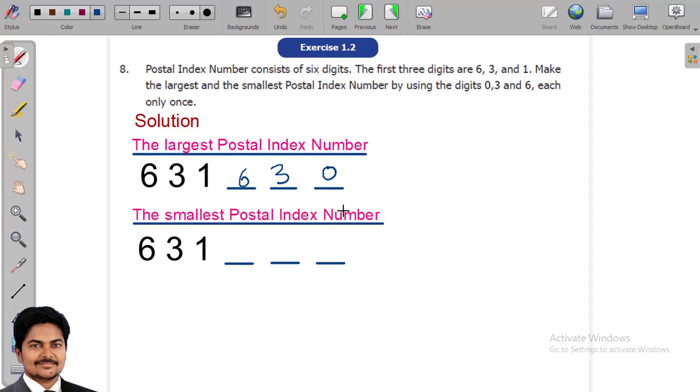Likewise, to find the smallest number, we have to arrange these numbers in ascending order. So 0 is the smallest number and write 3 next to it and 6 is the biggest. So this is 631. So 631630 is the required largest postal index number. 631036 is the required smallest postal index number.